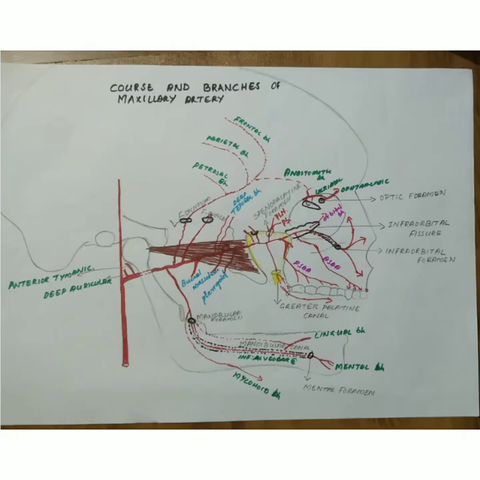So these are the course and branches of the maxillary artery. Study the 3 parts, its branches, and the areas where they supply blood.